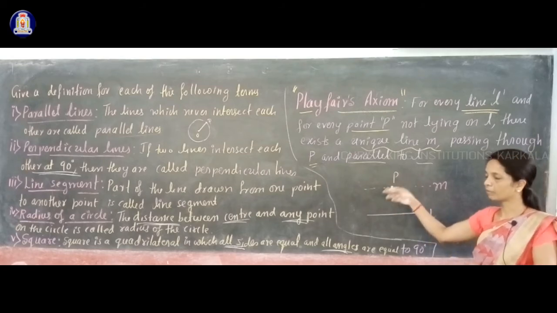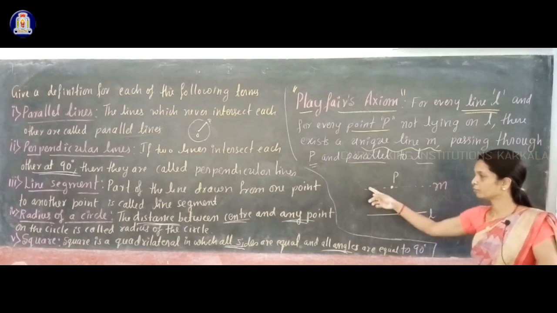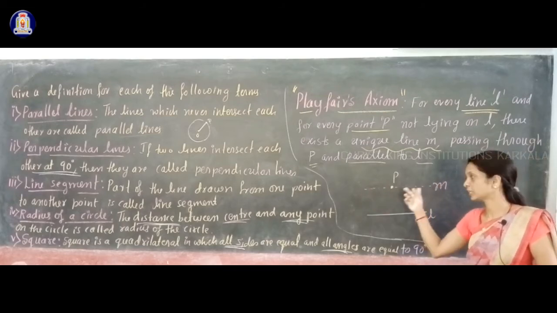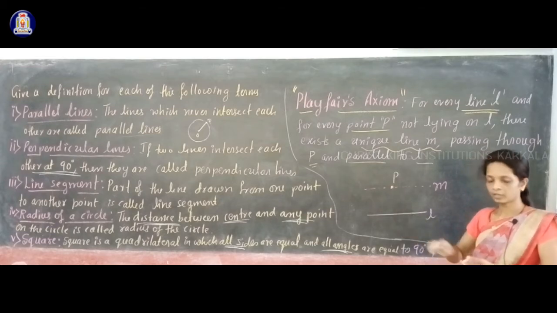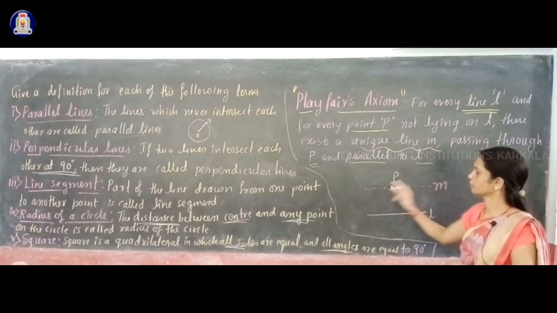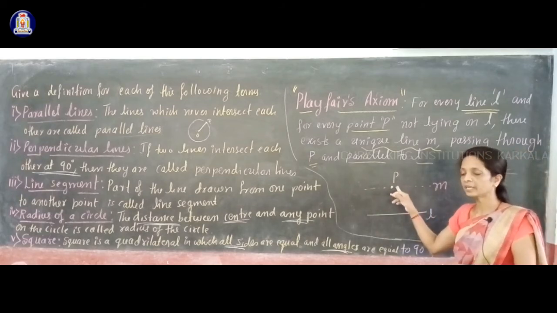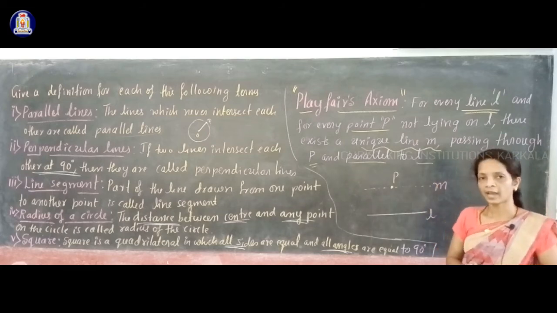There are several lines which are passing through the point P, but only one line is passing through the point P and parallel to L. For a given point P, infinitely many lines pass through it, but only one line passes through the point P and is parallel to L. That is about Playfair's axiom.